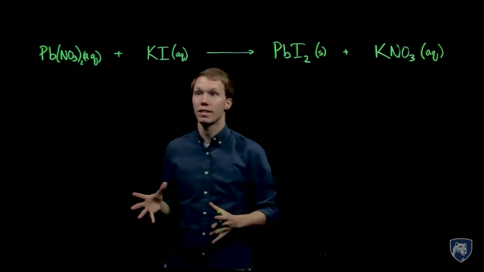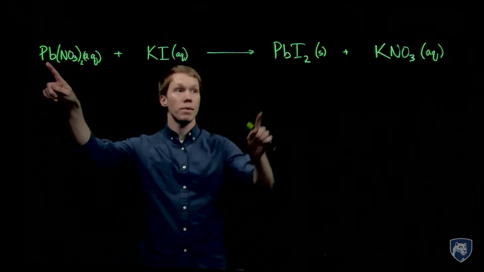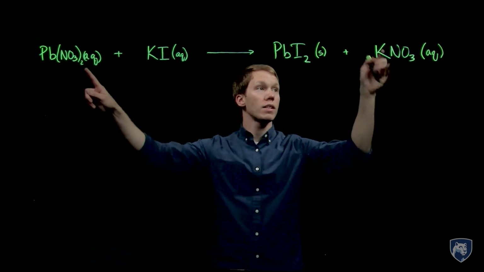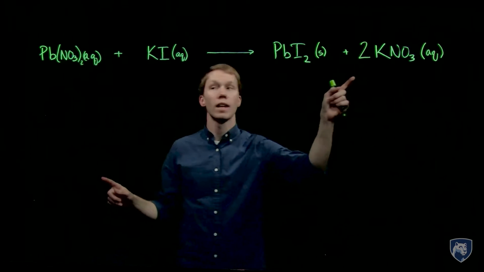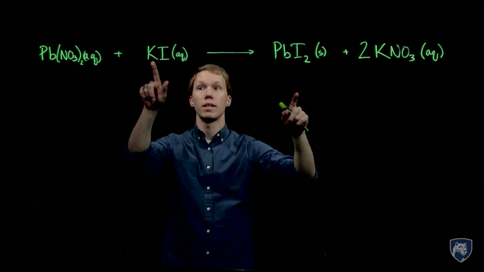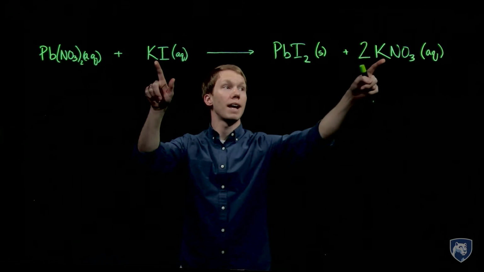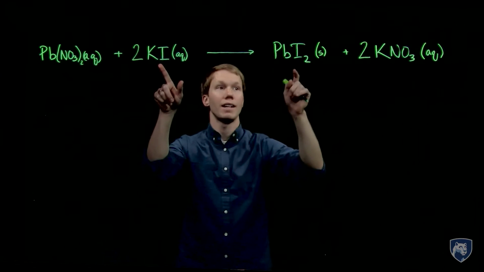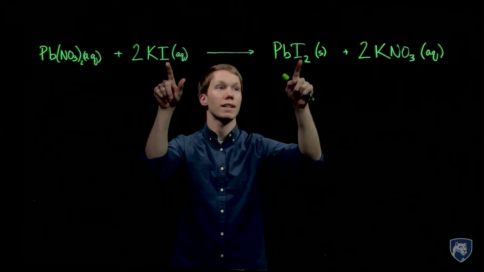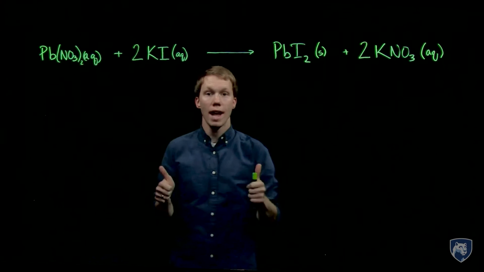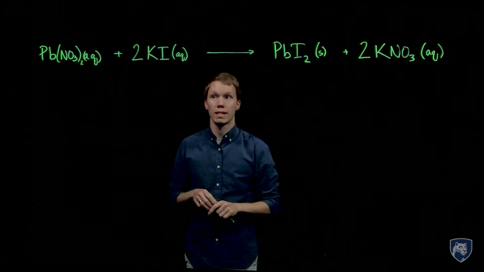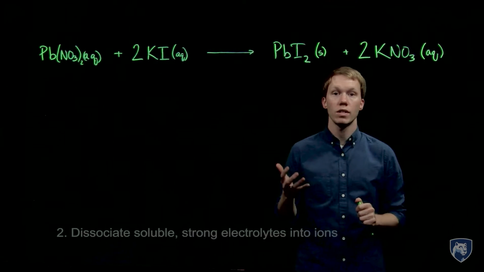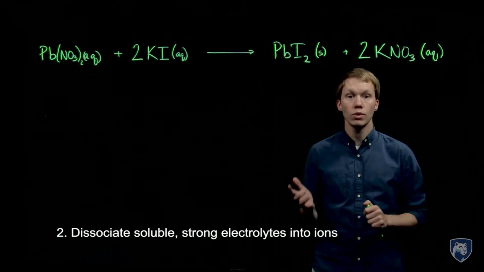We need to balance it. So lead appears once on each side, nitrate appears twice here, but only once here, so let's put a 2 here. Then potassium appears once here, but now twice here, so if we put a 2 here, and then iodine is now twice on the reactants, twice in the product. So everything is complete.